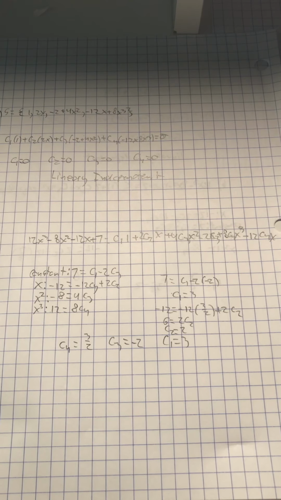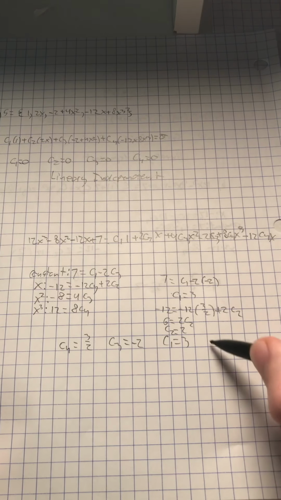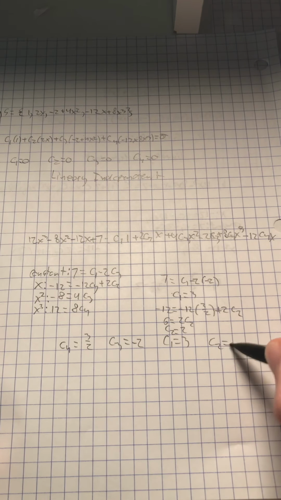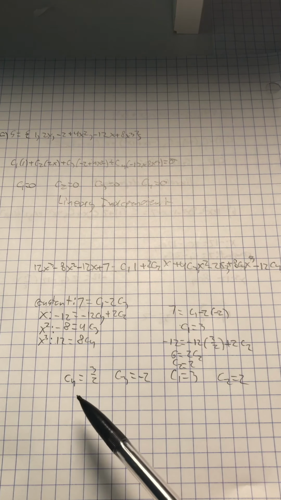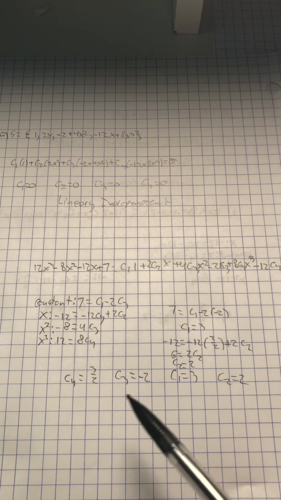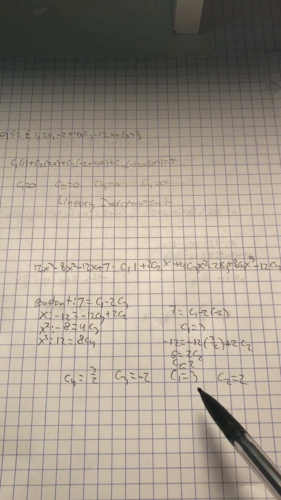So, the linear combination to make this true is C4 equals 3/2, C3 equals -2, C1 equals 3, and C2 equals 2.